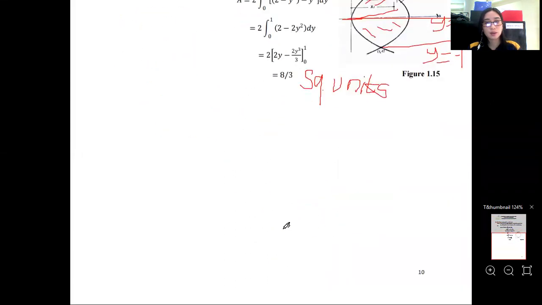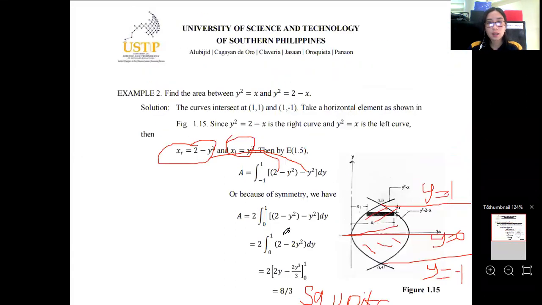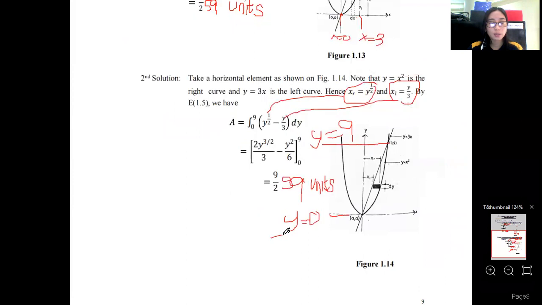Okay, so that's all for the topic on area under a curve and area between curves. The next topic will be about volumes. Okay? Thank you. Bye-bye.